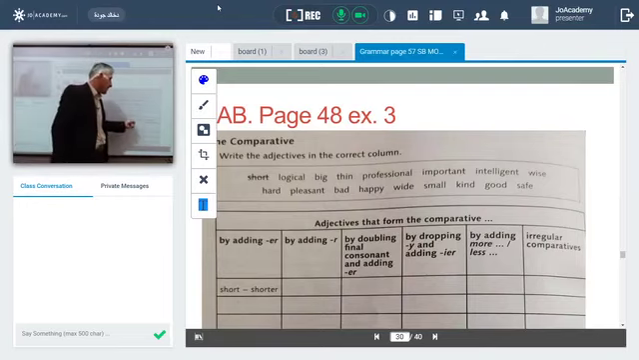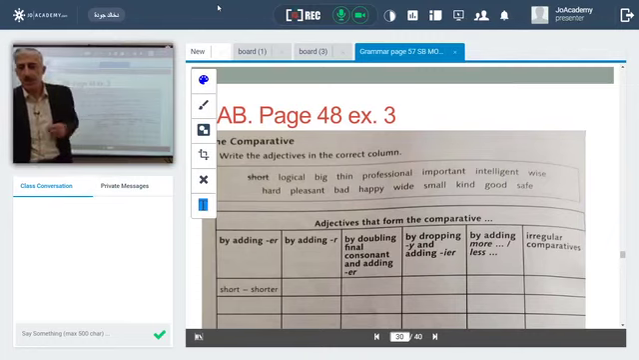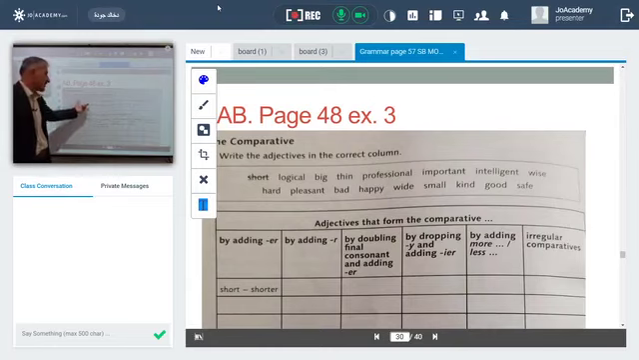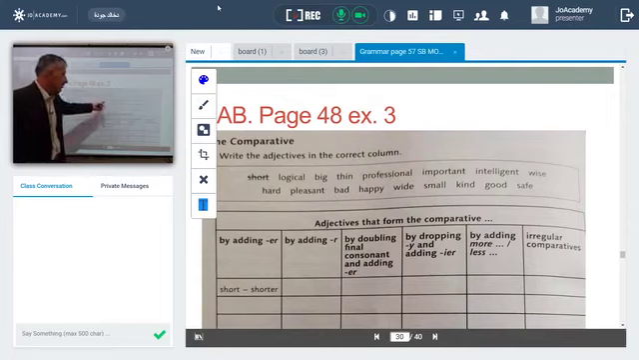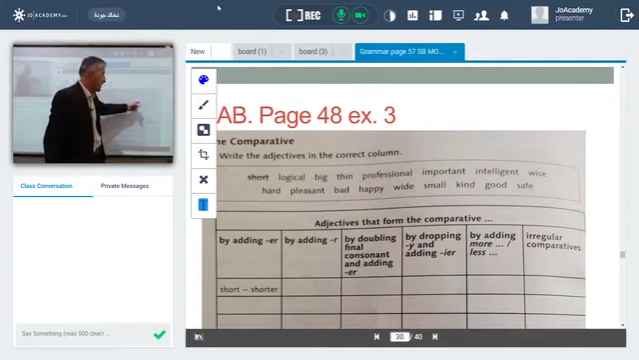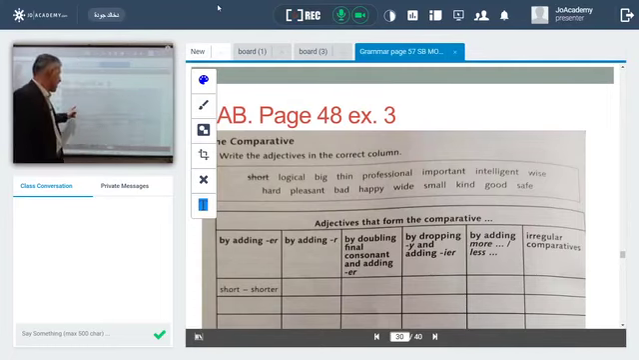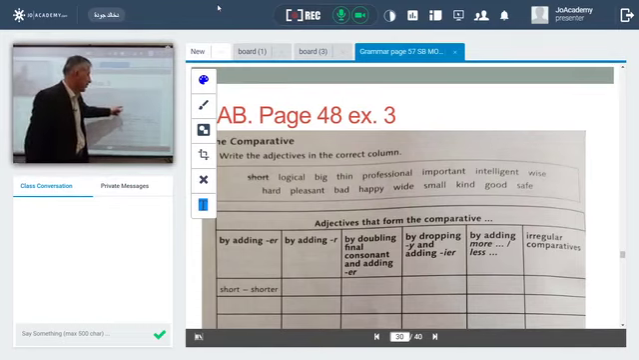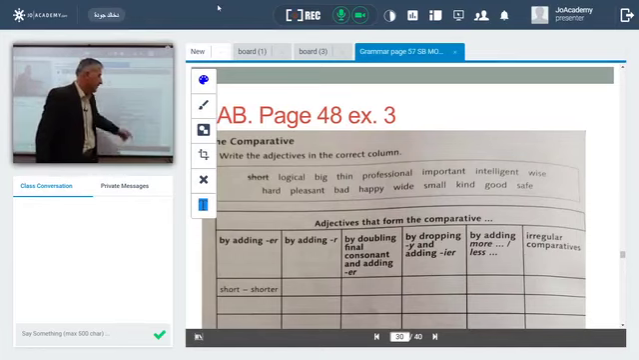Sometimes we add more or less before the adjective. And we have irregular comparatives. As I told you, we have some adjectives which are irregular. So let's start. Look at the box here. We have short, logical, big, thin, professional, important, intelligent, wise, hard, pleasant, bad, happy, wide, small, kind, good, and safe.